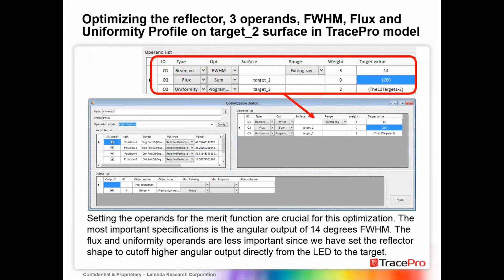But for this starting one, I'm going to say that the beam width, the full-width half-max, is the most important, which it is because I'm trying for a 14-degree full-width half-max lamp, but I also want to have uniformity. I want to get as much power as possible as well to my target. So this is crucial. But the most important one is full-width half-max of 14 degrees.